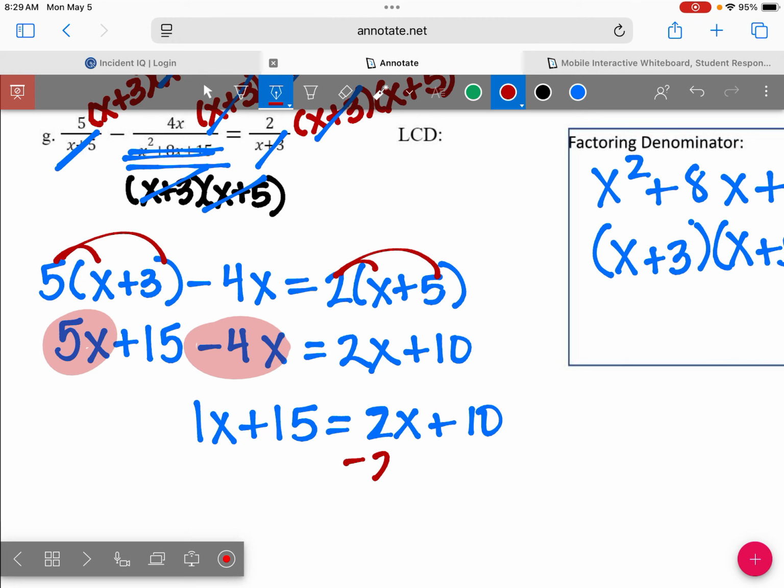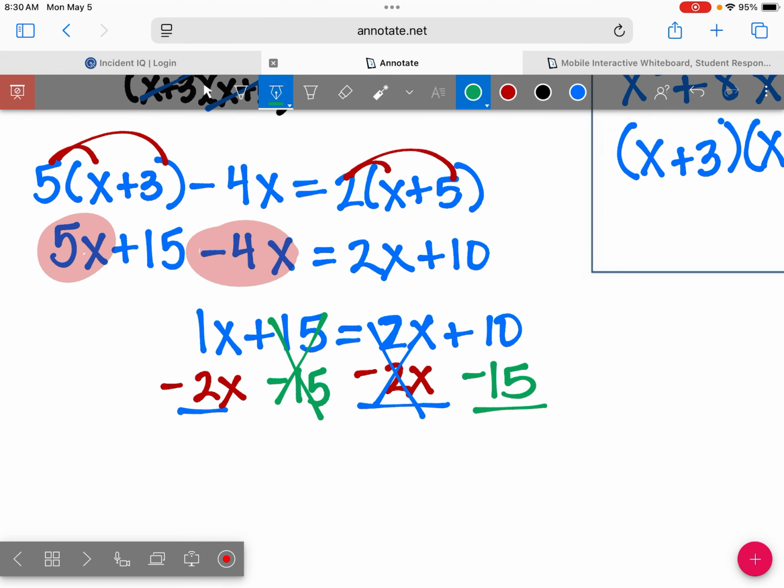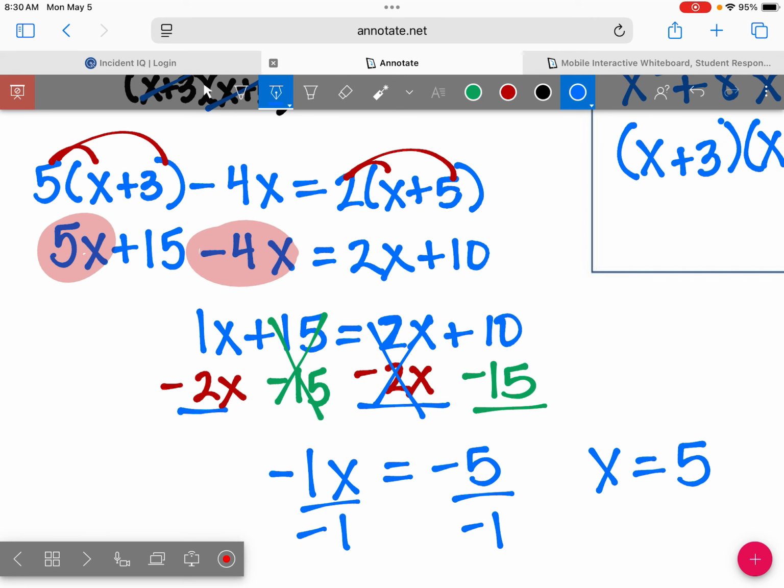I'm going to subtract the 2x. And then I'm also going to subtract the 15. I'm going to do it in one step. So when you do that, you're left with negative 1x equals negative 5. You're going to divide both sides by negative 1. And I get x equals positive 5.